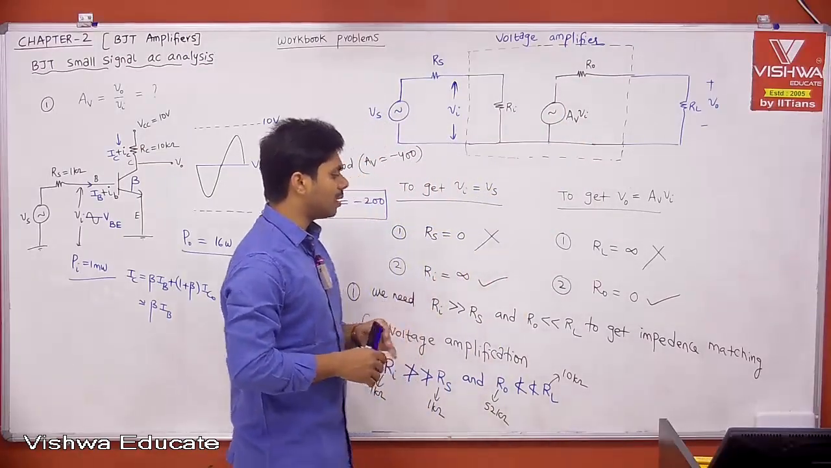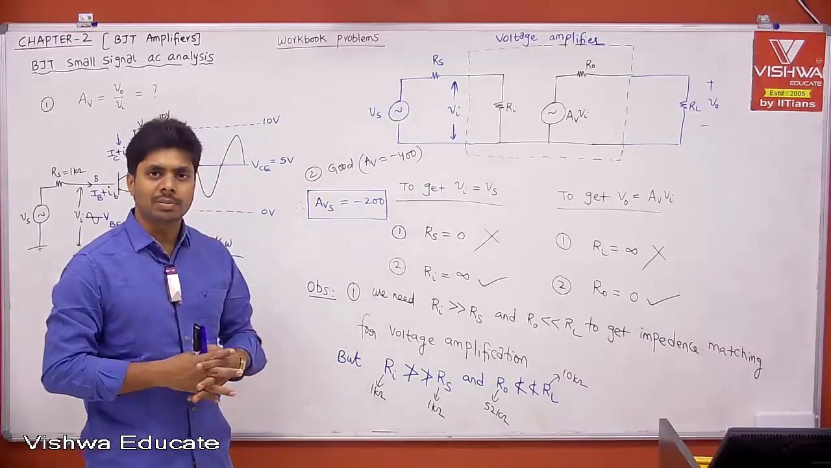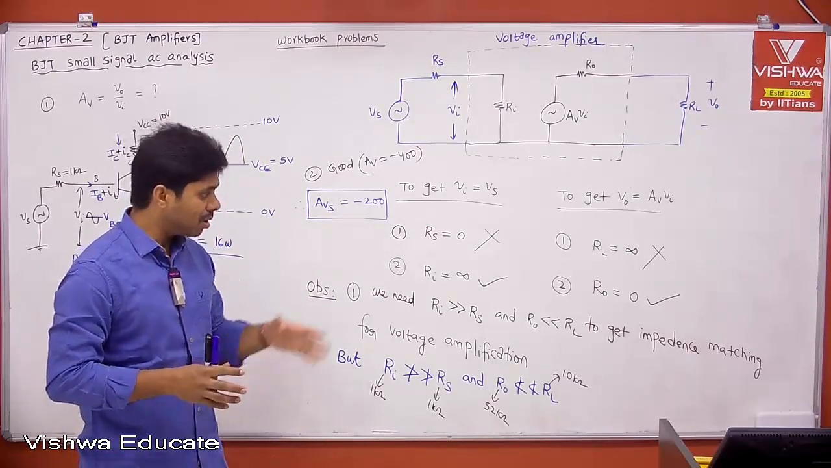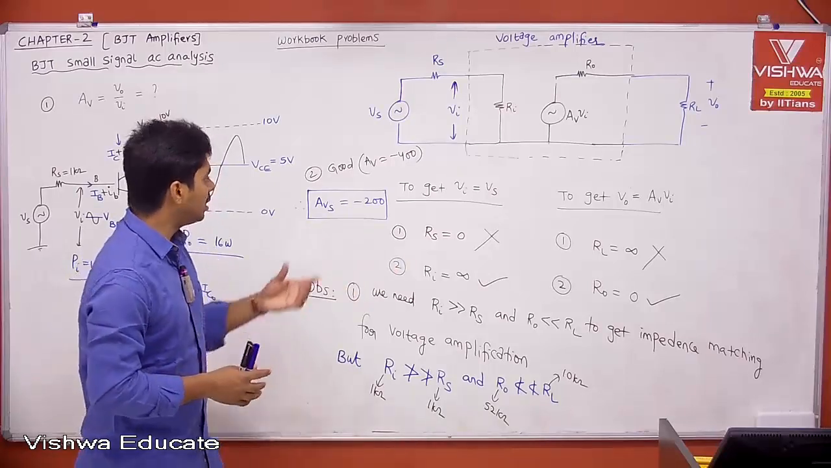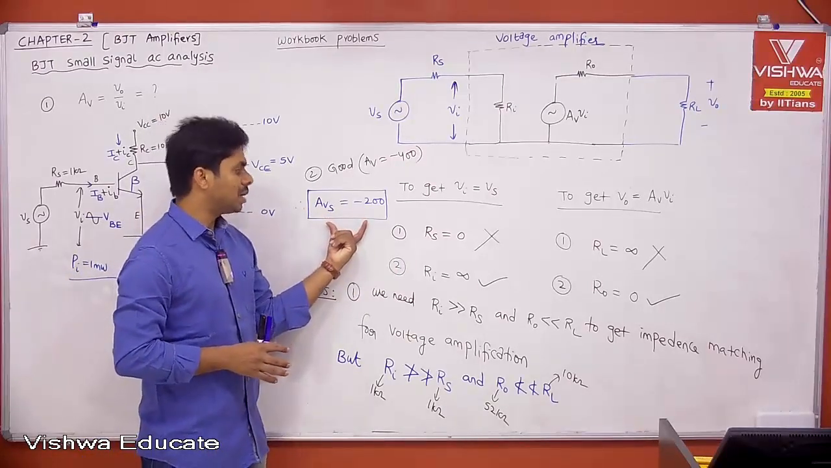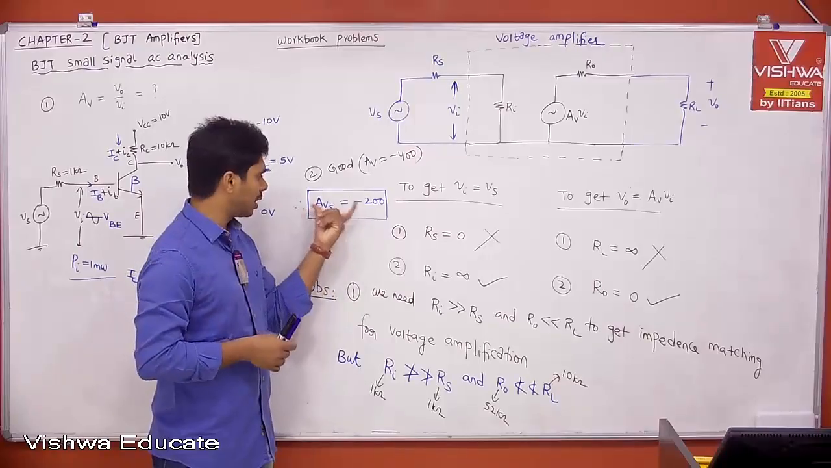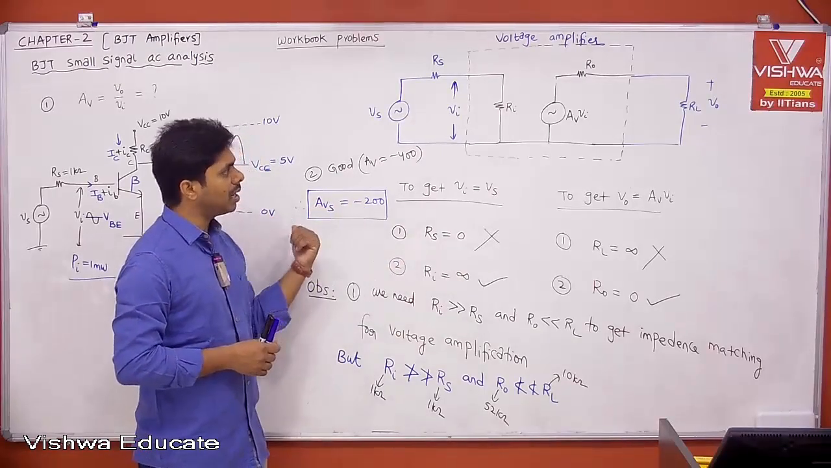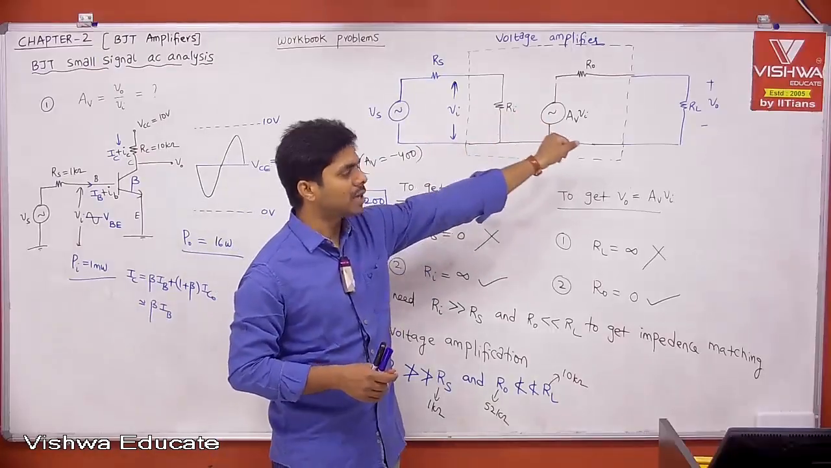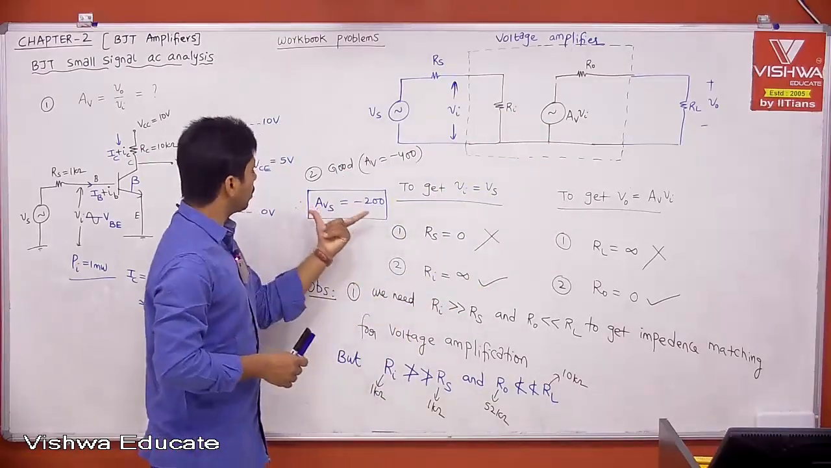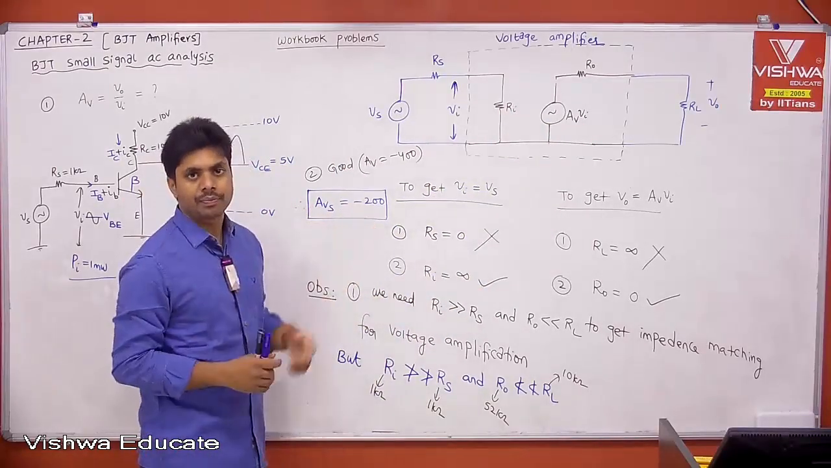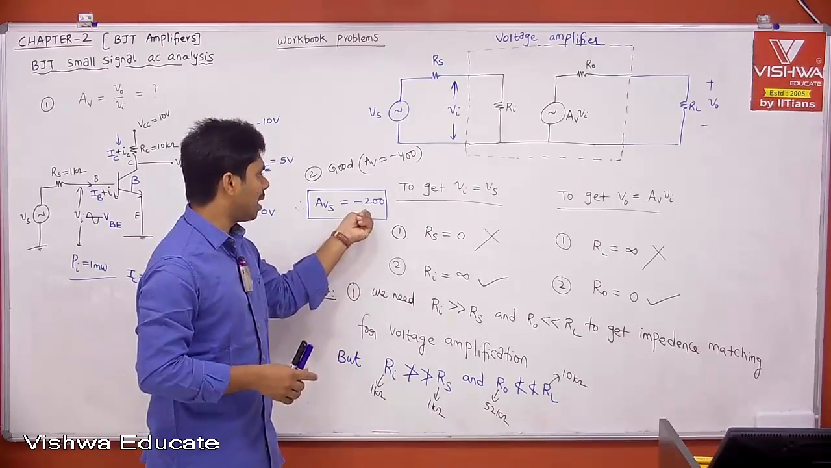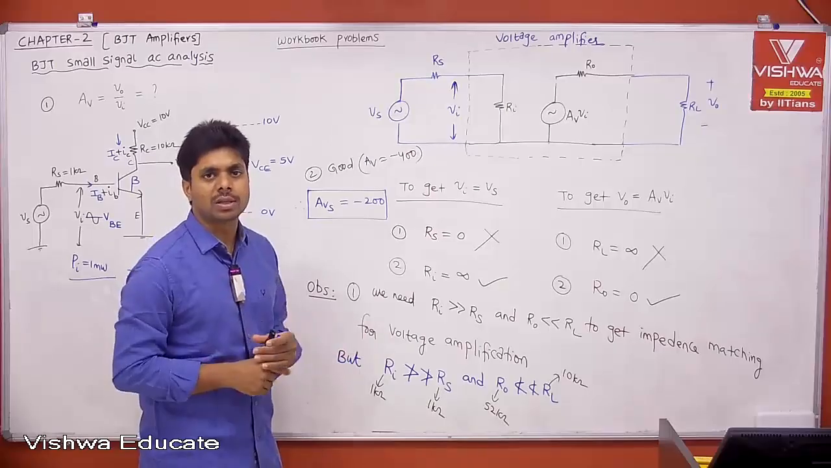A common emitter amplifier does not have proper impedance matching, but it has very good voltage gain and very good current gain. Because of not having impedance matching, ultimately we are getting a voltage gain of minus 200. We have to live with the gain which is minus 200. If you had impedance matching from both the input side as well as the output side, then we would have got a very high voltage gain. Because of not having impedance matching, we are getting minus 200. Okay, this is the summary.